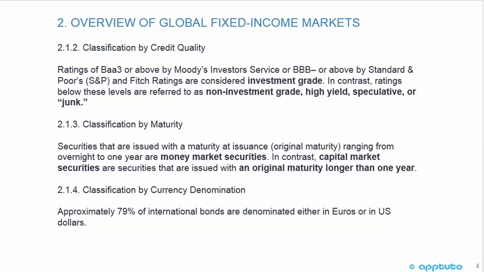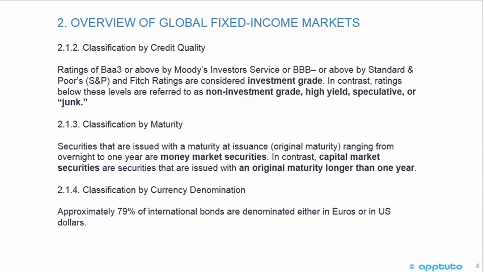Continuing with the classification of fixed income markets, we'll now look at classification by credit quality. Ratings of Baa3 or above by Moody's Investor Service, or BBB- or above by Standard & Poor's, S&P, and Fitch are considered investment grade. In contrast, ratings below these levels are referred to as non-investment grade, high yield, speculative, or junk.